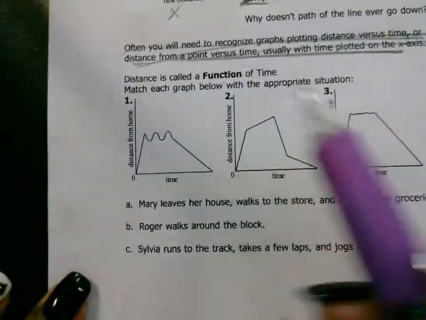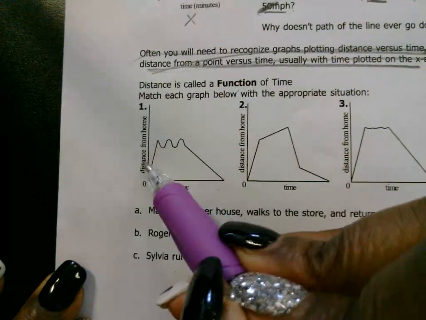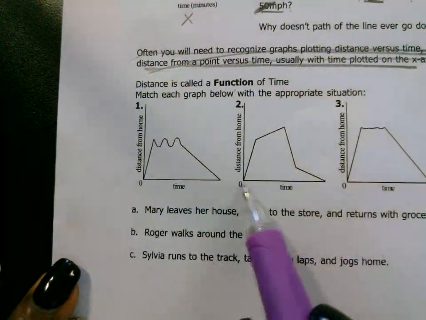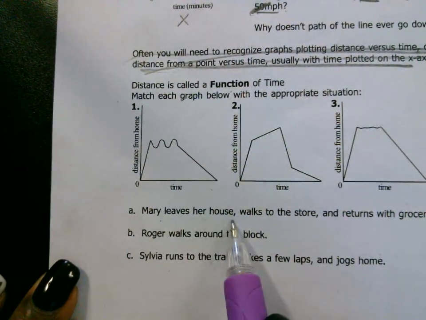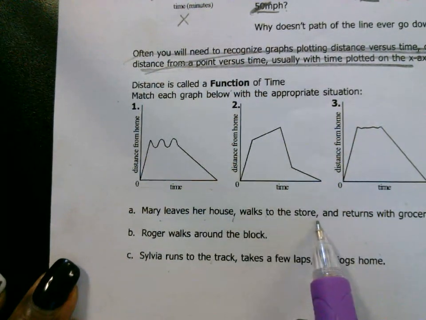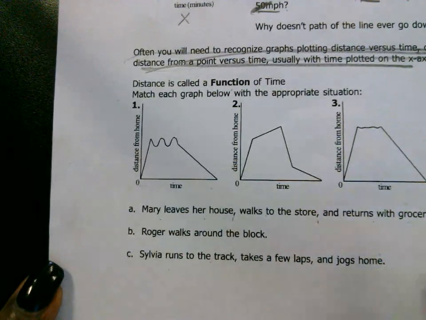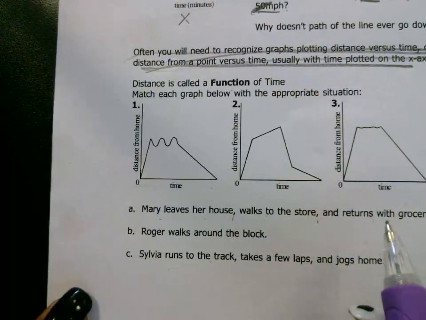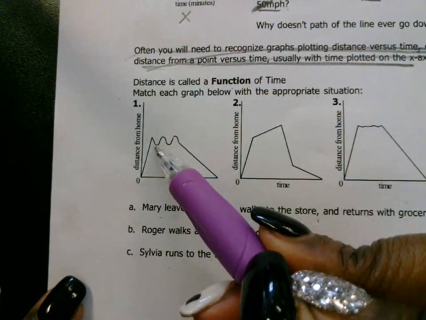All right, here we go. Let's look at it. First thing, let's read the X and the Y. This is time. This is distance from the house. And all of these are time and distance from the house. Mary leaves her house, walks to the store, and returns with groceries. So which one of these is the best fit? This one looks like it's leaving, but then it's going back.